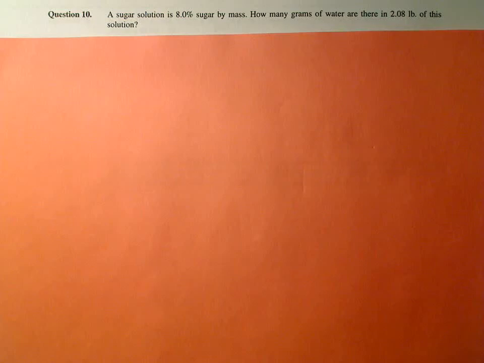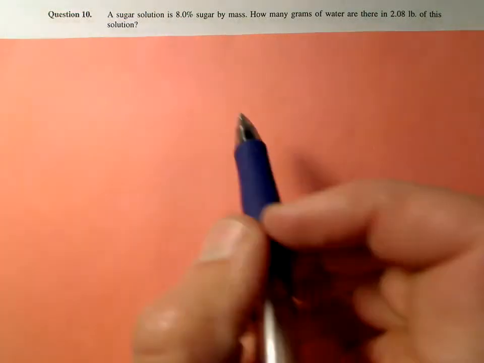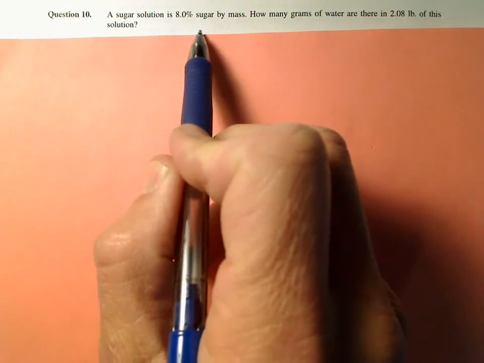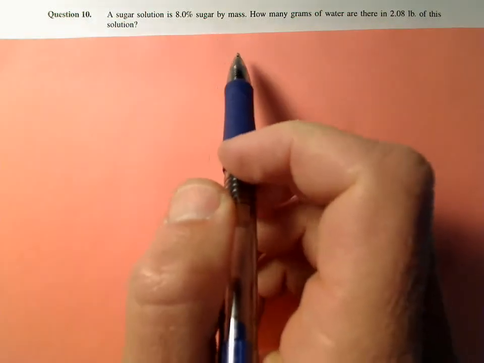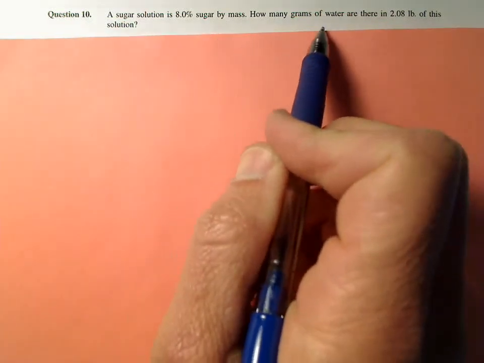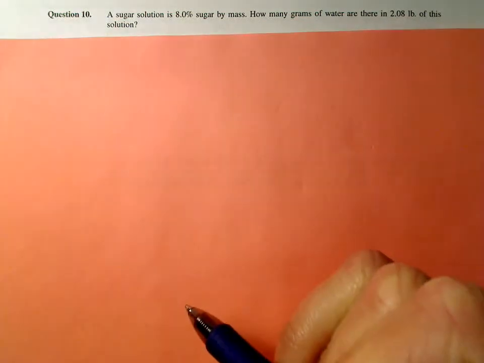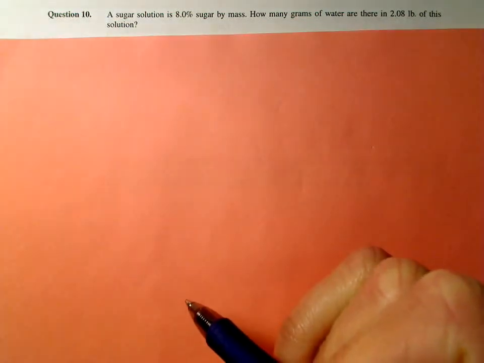All right, let's look at a percentage problem. A sugar solution is 8% sugar by mass. We'll say the rest of it's water. How many grams of water are there in 2.08 pounds of this solution?